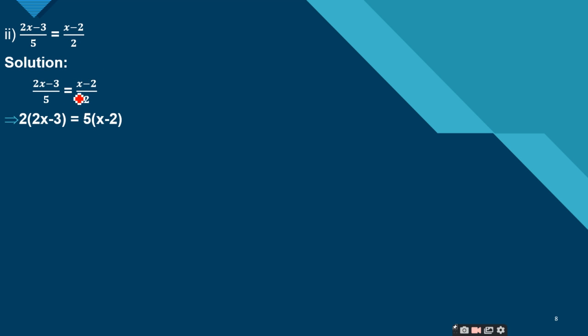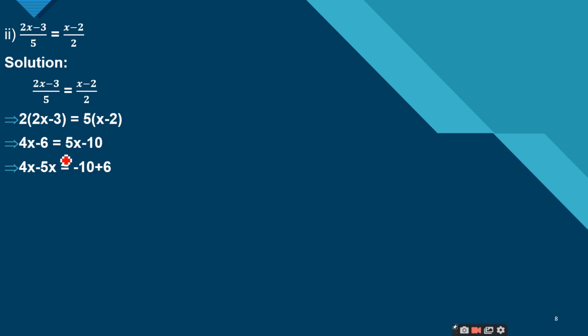We just multiply the first numerator by the second denominator, and this x minus 2 by this denominator. So 2 multiplied by 2x minus 3 is equal to 5 multiplied by x minus 2. Now let's solve this. 2 multiplied by 2x, 2 2s are 4x, plus minus minus 2 3s are 6, is equal to 5x, plus minus minus 5 2s are 10.